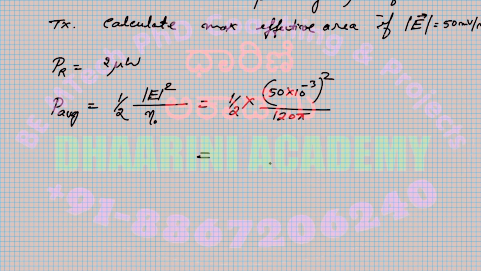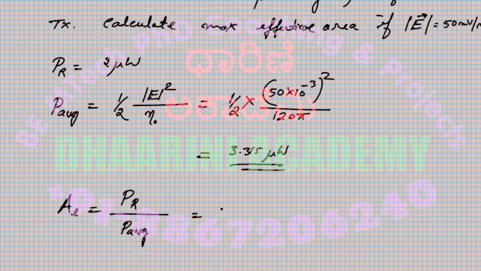So I think this comes to be 3.315 microwatts. Right. Now we'll go for the effective aperture, A_e. This is equal to the received power divided by the average power density. So it's given as 2 into 10 to the minus 6. Now we get 3.315 into 10 to the minus 6. So anyway, this cancels, and we get 0.603 meters square.